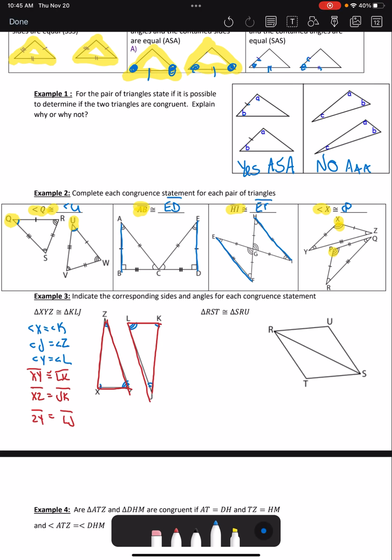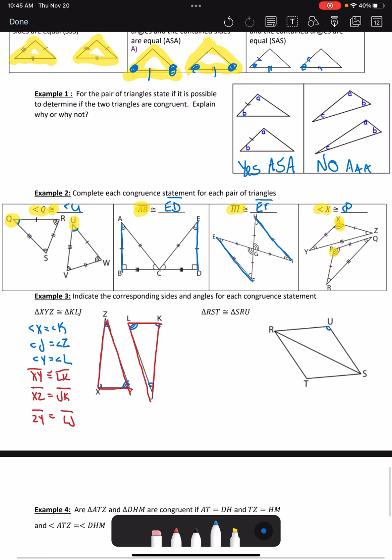So here I'm going to start with my angles. So I know U obviously is going to be congruent with T.